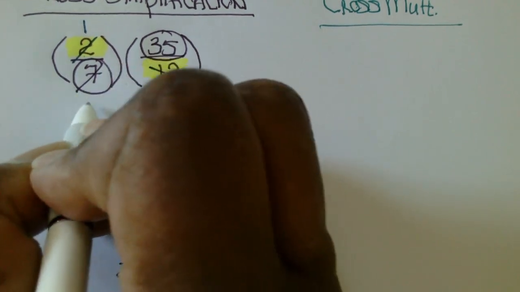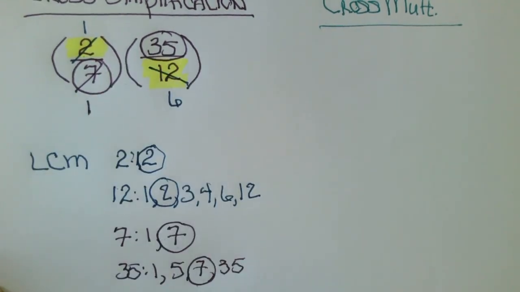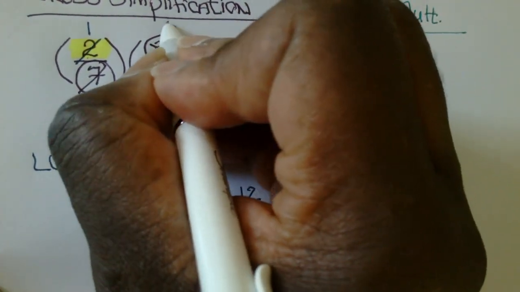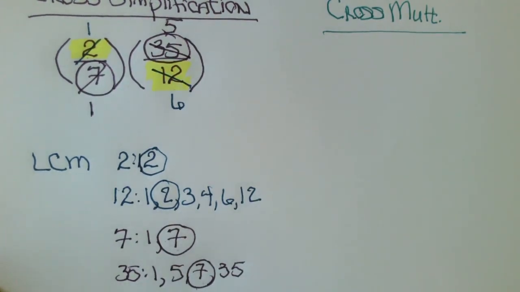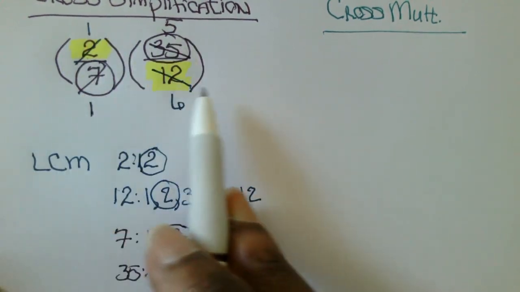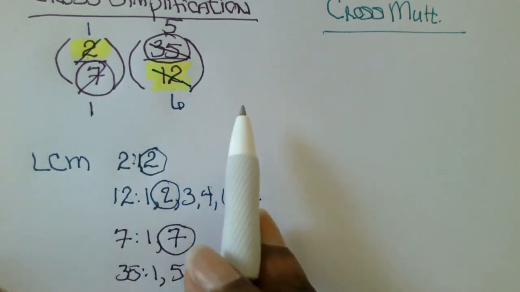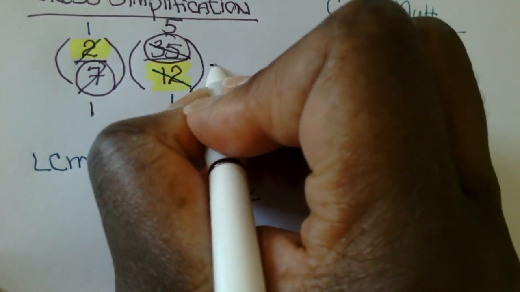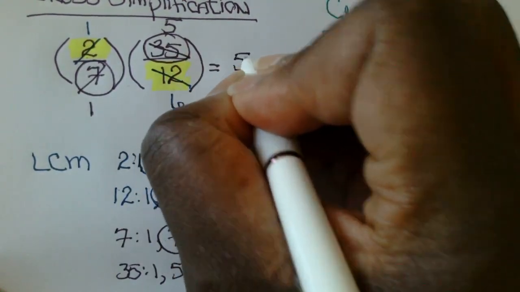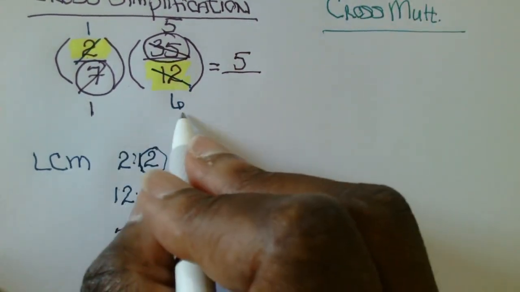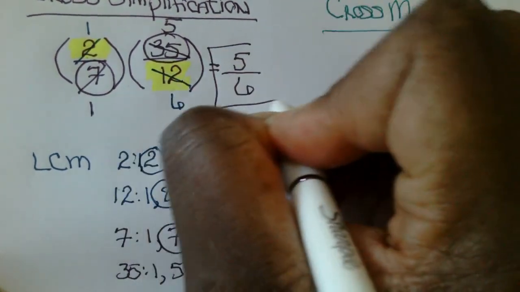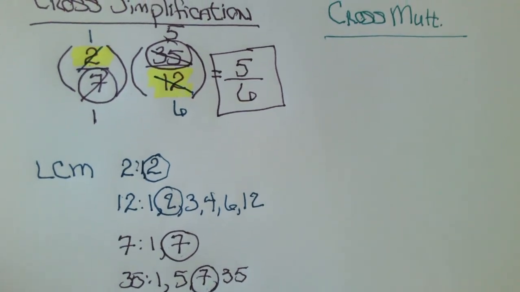by 7. Anything divided by itself is 1. I'm going to take this 35 divided by 7, and that will give me 5. So now, since you simplify, now we're going to multiply straight across, horizontally. So what I have left for this problem is 1 times 5, which gives me 5, and 1 times 6, which gives me 6. This is your answer. Okay?